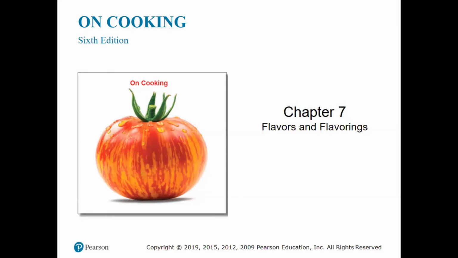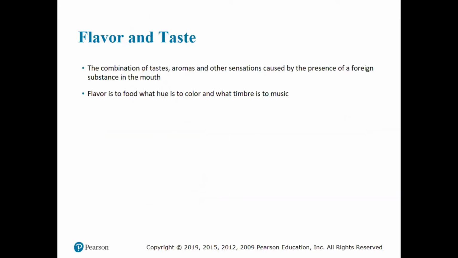Chapter 7 is over the use of flavors and flavorings. So, when we talk about flavor and taste, what we're talking about for flavor is the combination of tastes, aromas, and other sensations that are caused by the presence of a foreign substance in the mouth. We eat to survive. We enjoy eating because of the flavors.